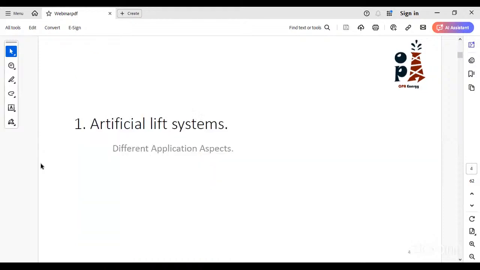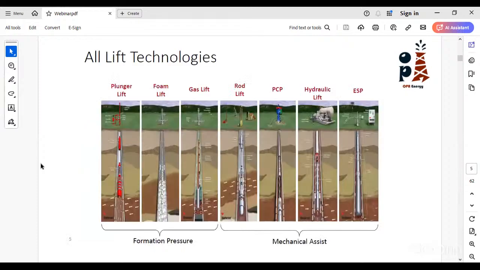So most of us know the different artificial lift technologies that we have nowadays.